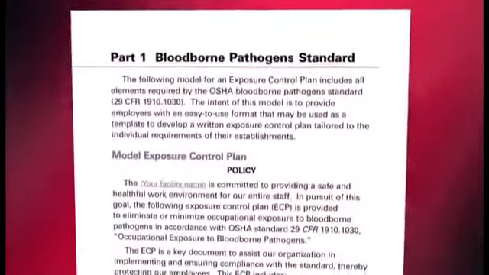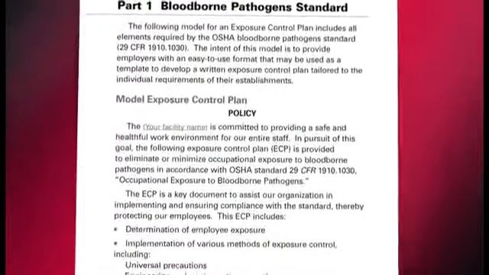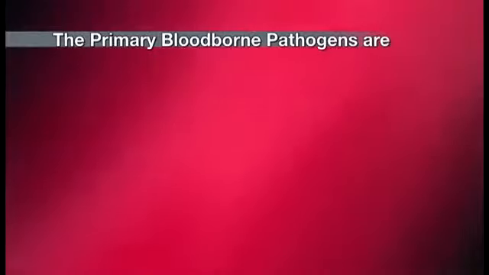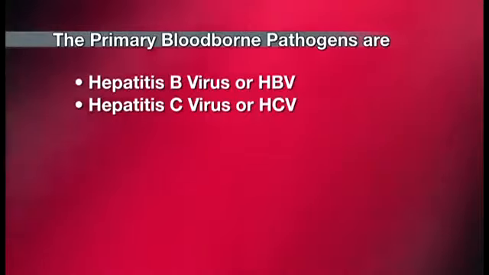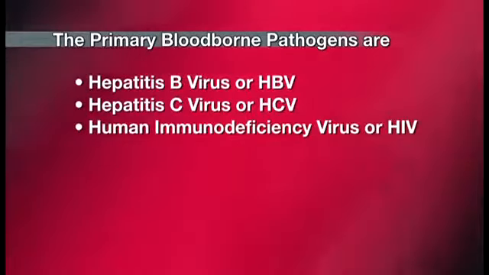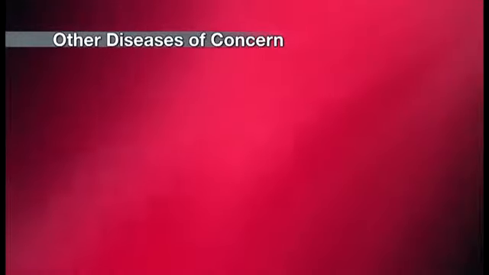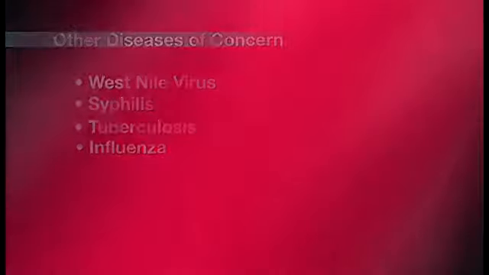The Exposure Control Plan is the heart of the standard. This document, which each facility must write, is an action plan to reduce employee exposure to bloodborne pathogens. The primary bloodborne pathogens are hepatitis B virus, or HBV, hepatitis C virus, or HCV, and human immunodeficiency virus, or HIV. While HBV, HCV, and HIV are the primary bloodborne pathogens the standard recognizes, other serious diseases include the West Nile virus, syphilis, tuberculosis, and influenza.